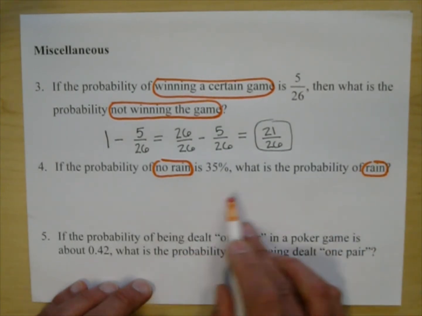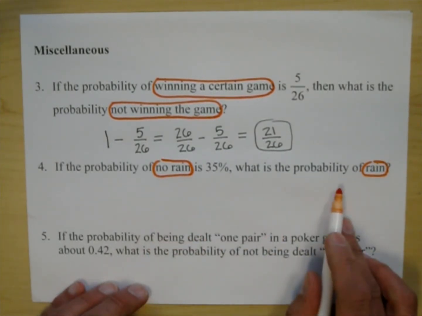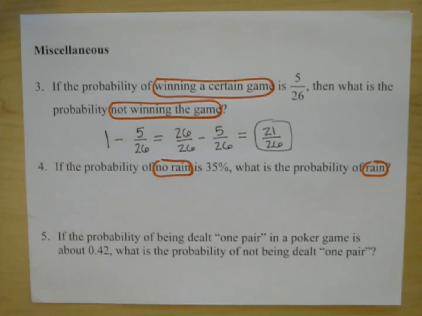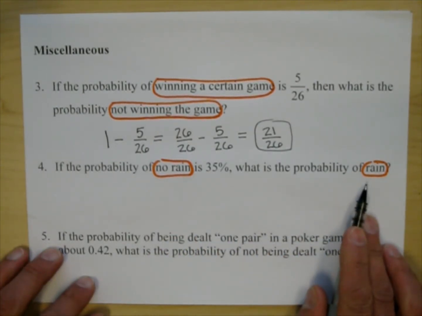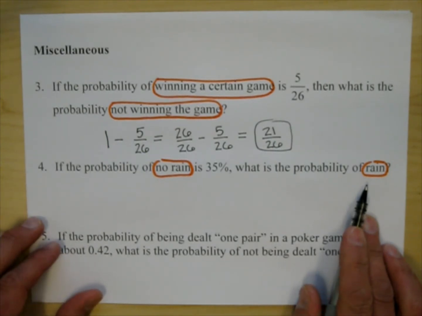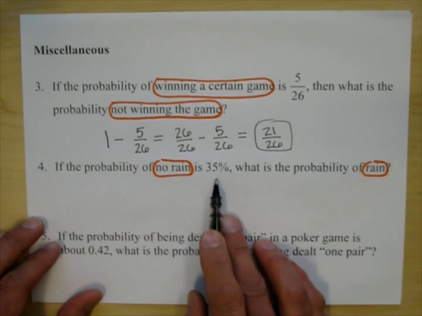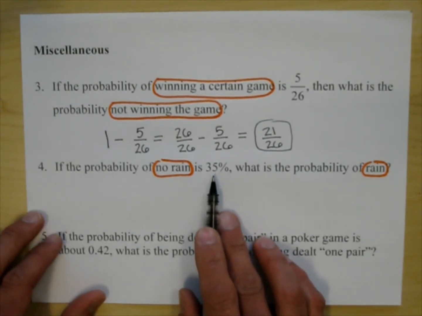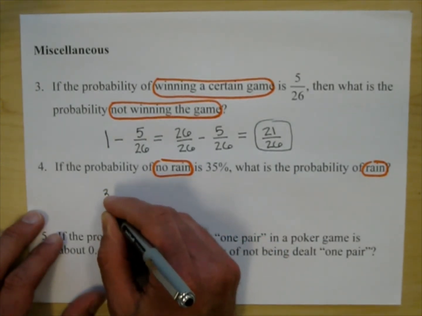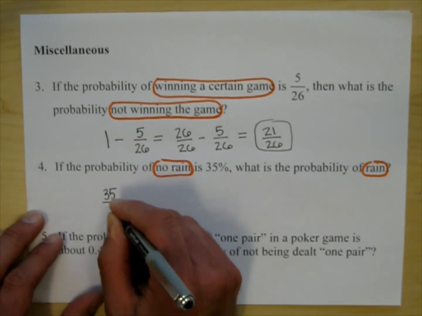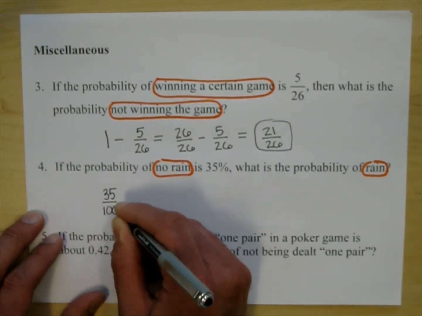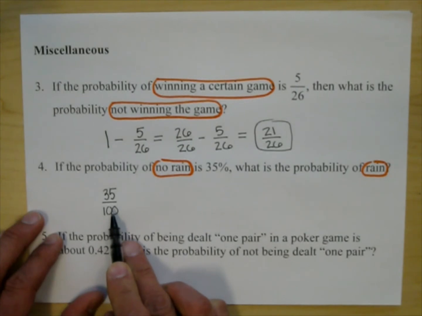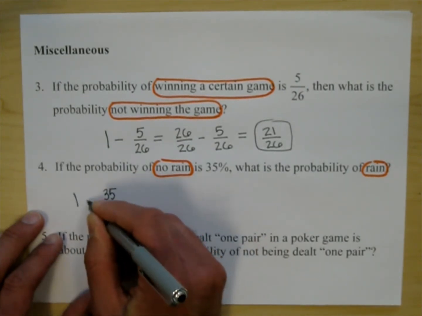You could probably have done this problem before you even enrolled in this class. So what you want to do is figure this out. Now some of you might go, I'll go 1 minus 35%. Well, yeah, we are kind of doing that, but 35% is really what? It's 35 over 100. So this is one way of doing this. And then we're going to go 1 minus that.